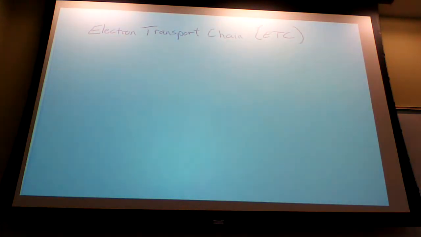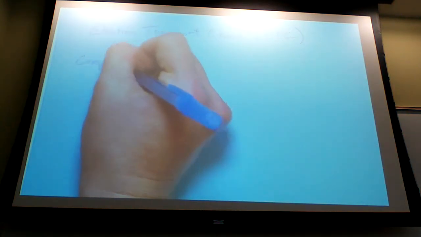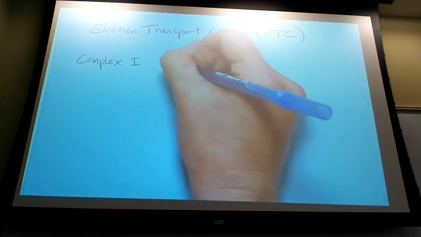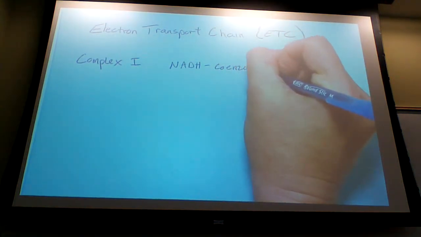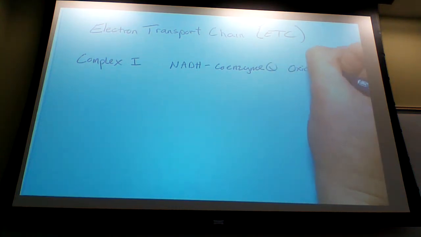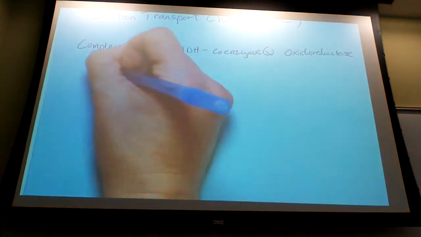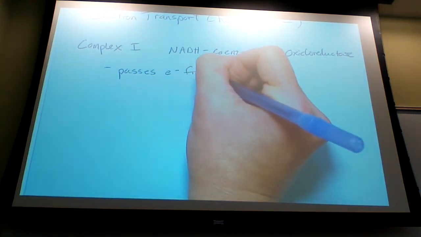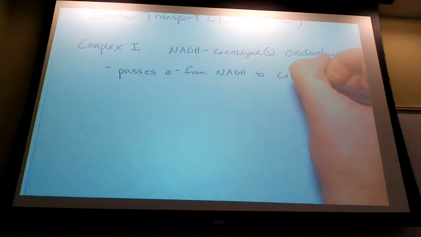Okay. Lecture on the electron transport chain today. One complex at a time. Complex 1. This is the NADH coenzyme Q oxidoreductase. This passes electrons from our carrier, passes electrons from NADH to coenzyme Q.